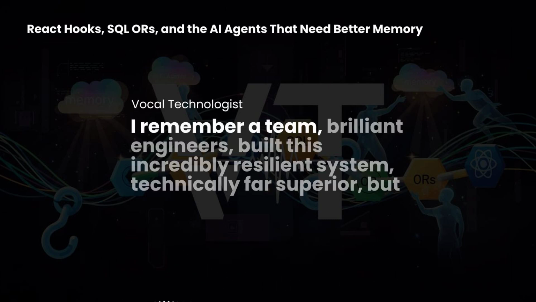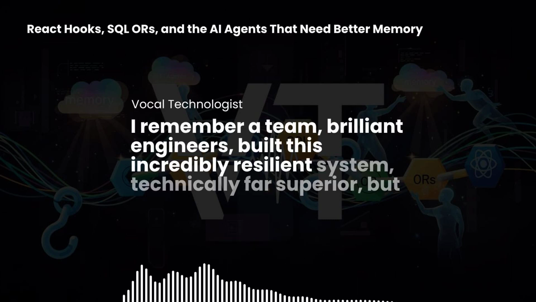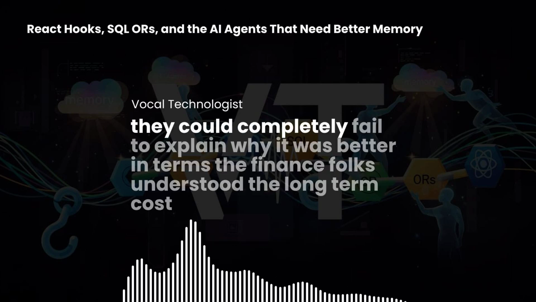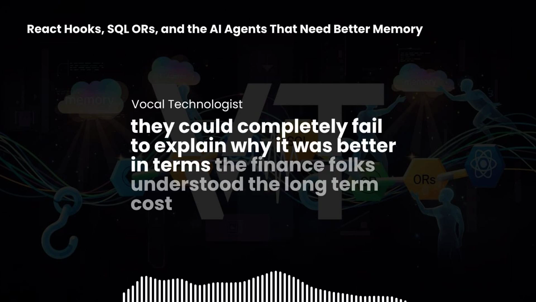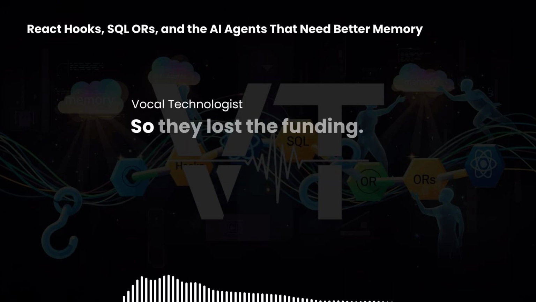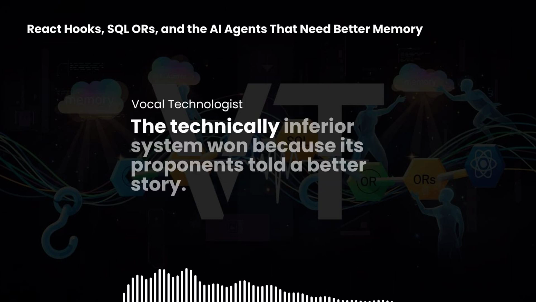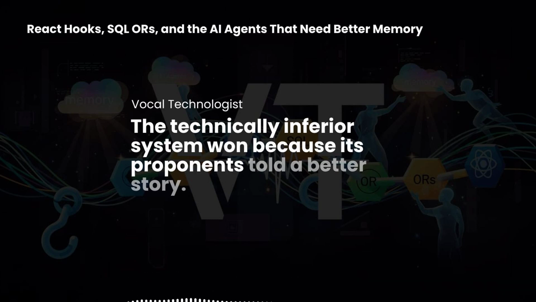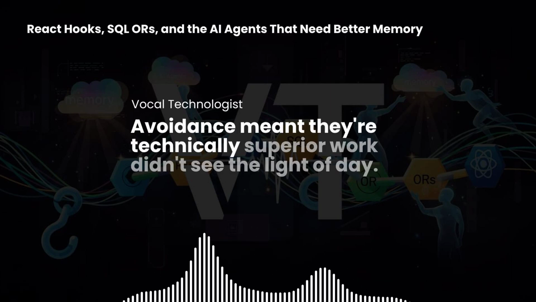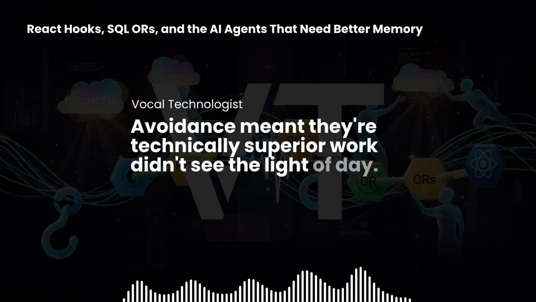I remember a team, brilliant engineers, built this incredibly resilient system, technically far superior. But they completely failed to explain why it was better in terms the finance folks understood, the long-term cost savings, the risk reductions. They lost the funding. The technically inferior system won because its proponents told a better story, politically speaking. That's a classic example. Avoidance meant their technically superior work didn't see the light of day.